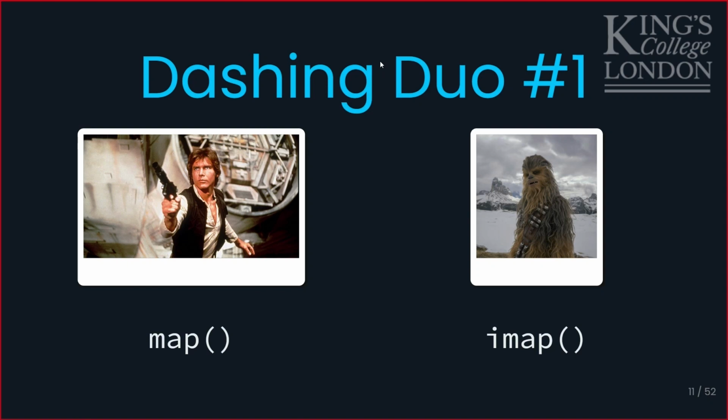So let's start off with our first dashing duo. We have map and imap, represented by the hero, Han Solo, and his trusty sidekick, Chewbacca, Chewie, or as Leia likes to refer to him, the walking carpet, which I think is grossly unfair.